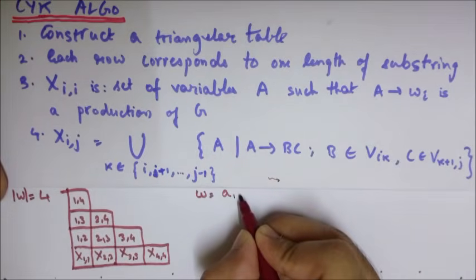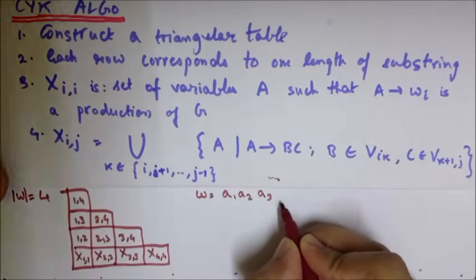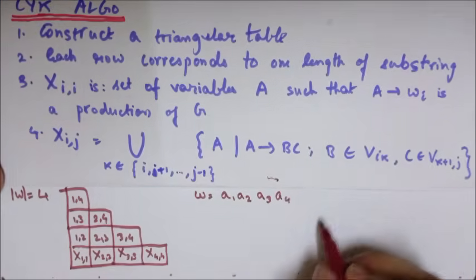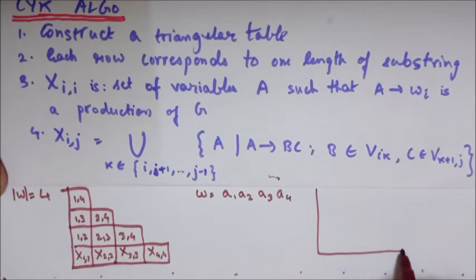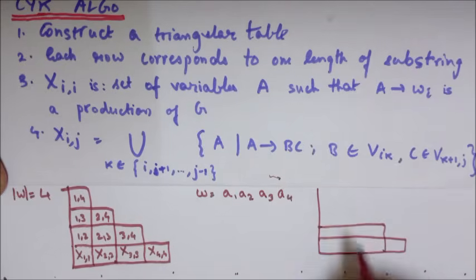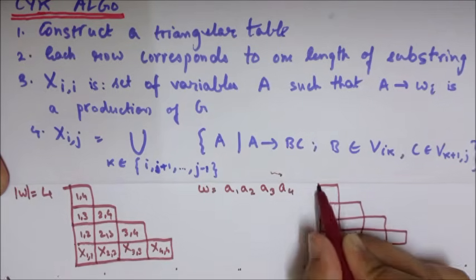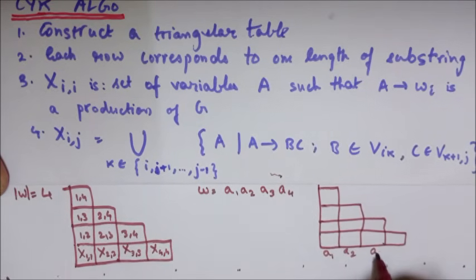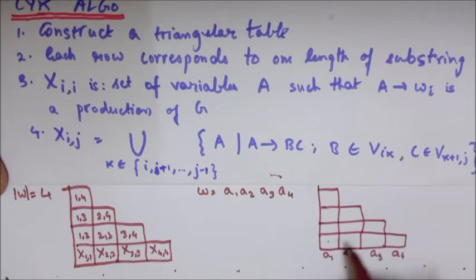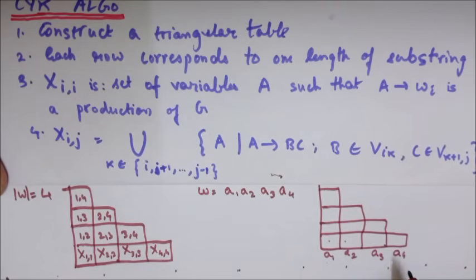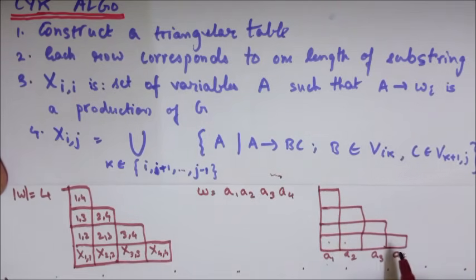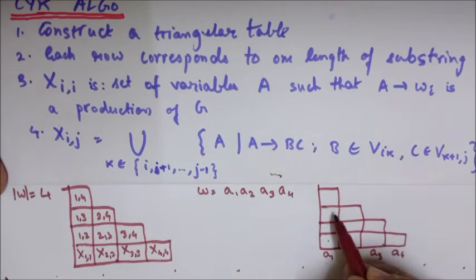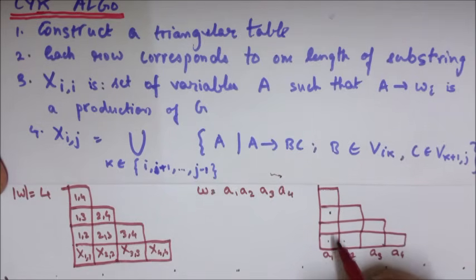Now we have a word of length 4. Say it is a1, a2, a3 and a4. We'll make a table as shown earlier, and we'll write these 4 terminal symbols at the bottom. Now the best way to fill this table is to fill the bottommost row first and then move up, filling the table row wise. So at any point of time, whichever cell you're filling, you'll have all the values below it already filled up.